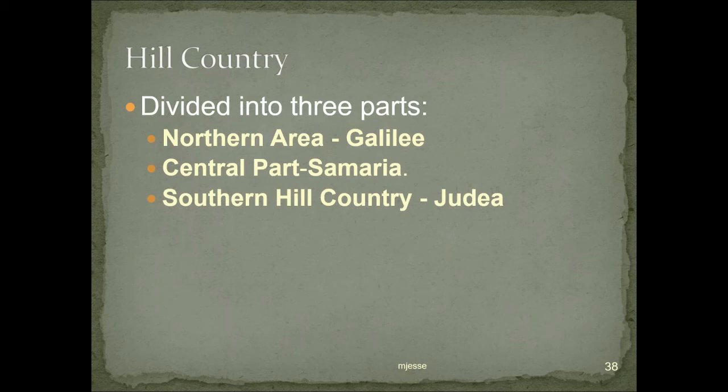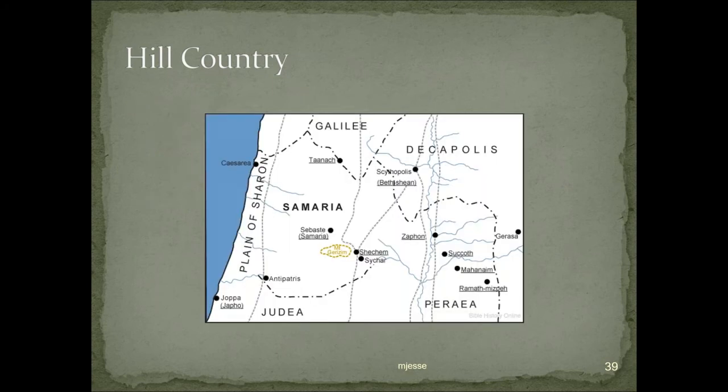The central part of the hill country, Samaria, is referred to as the breadbasket. The southern hill country, which is slightly north of Jerusalem to the region of Hebron, is called Judea. And it's a land of rocky slopes, terraced for vineyards and orchards. Here we've got Samaria, Judea, Galilee.